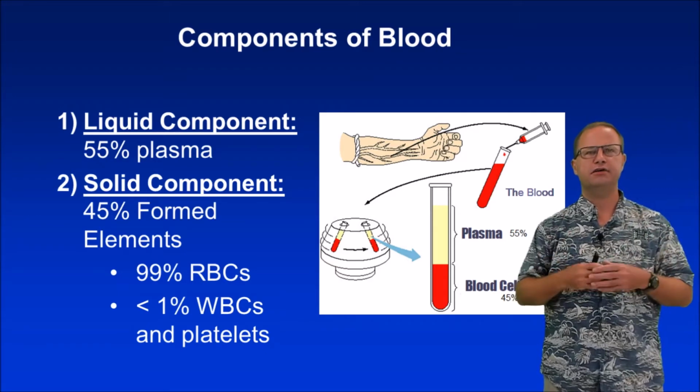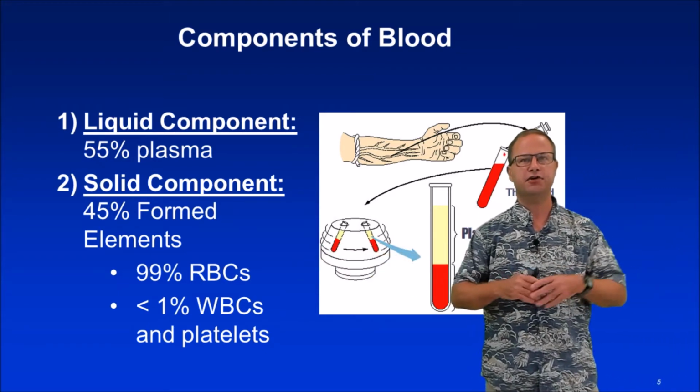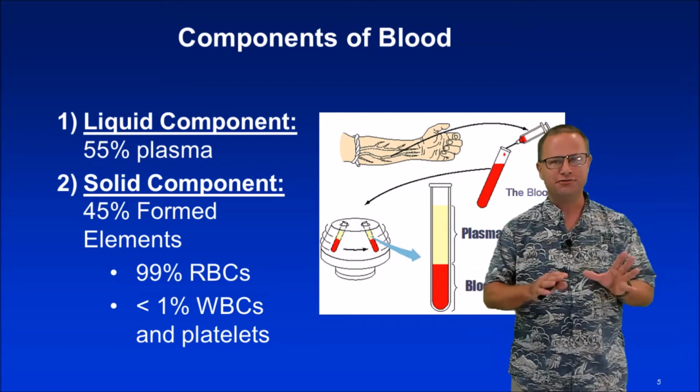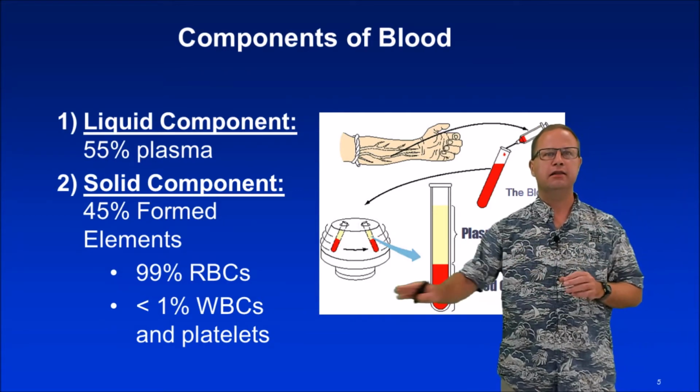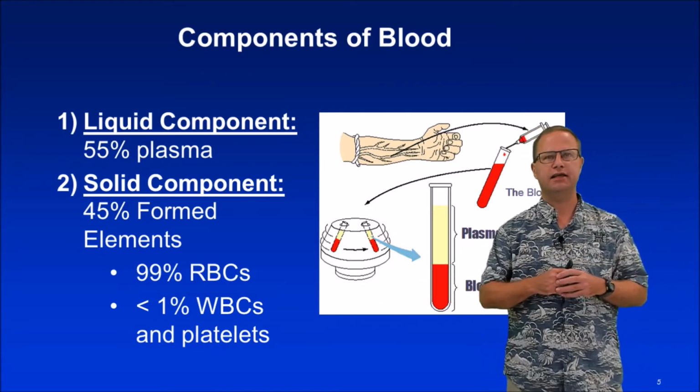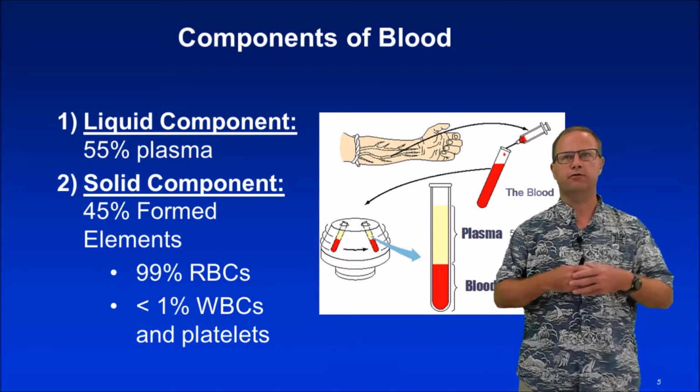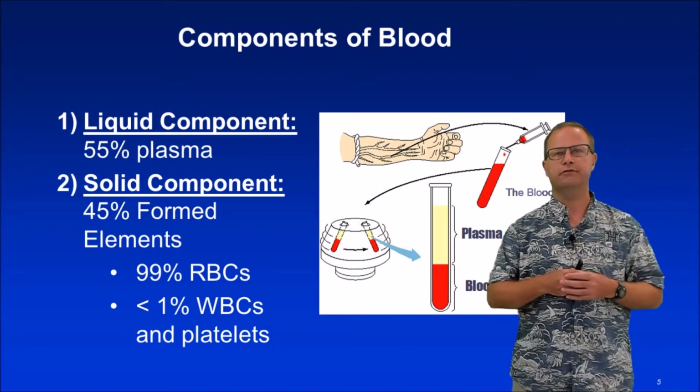Now, of the blood cells or formed elements, about 99% of those are going to be red blood cells. So a major function of blood, of course, is carrying oxygen. Less than 1% are white blood cells and platelets. Now, white blood cells will be important for immune defense, and platelets will be important for blood clotting.